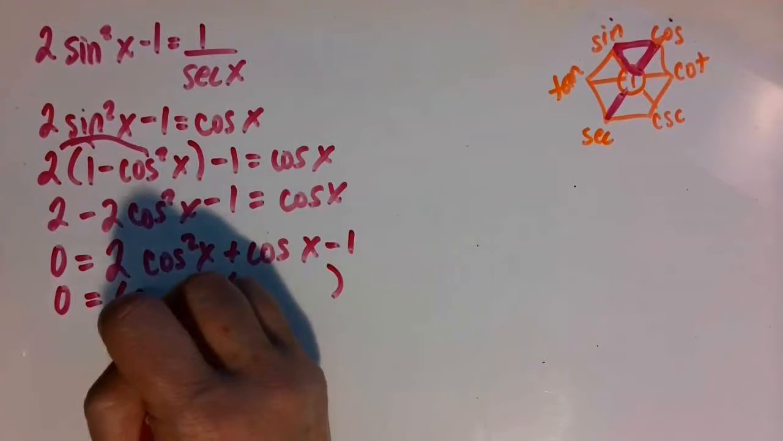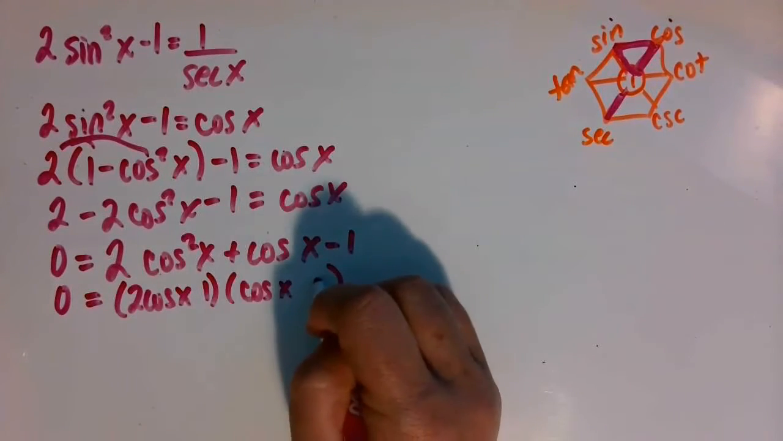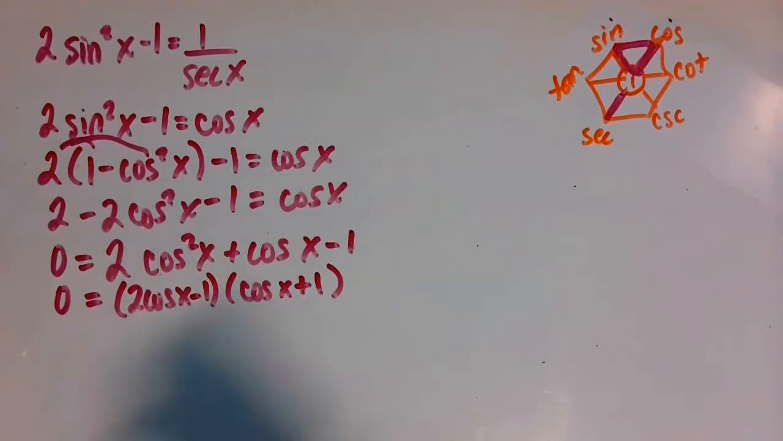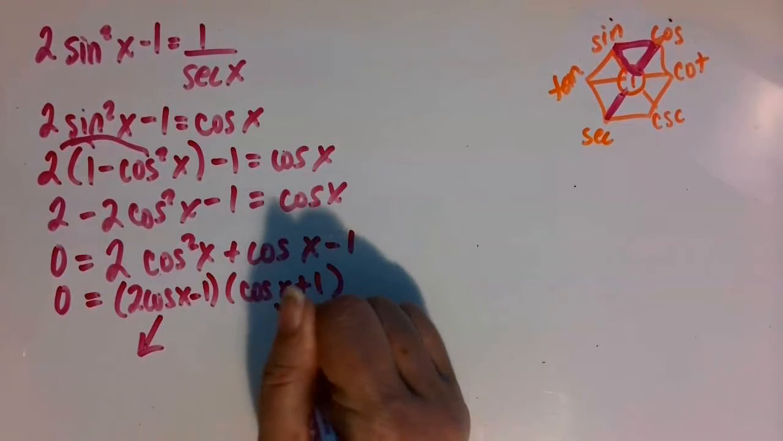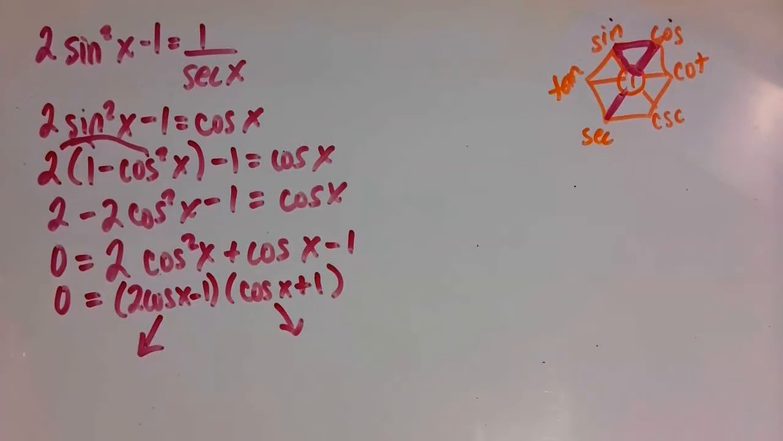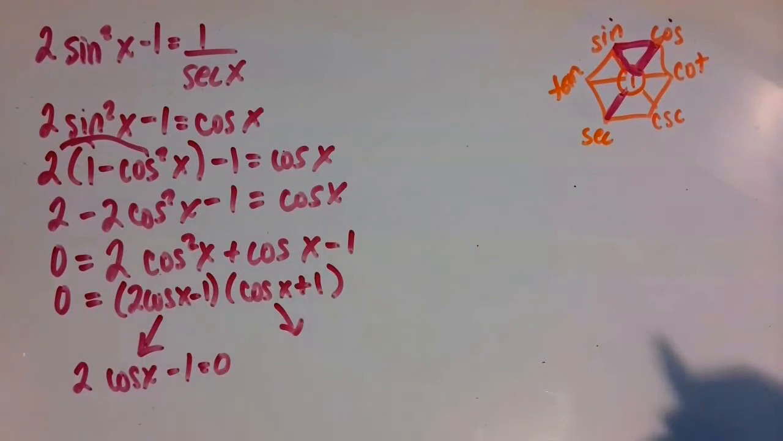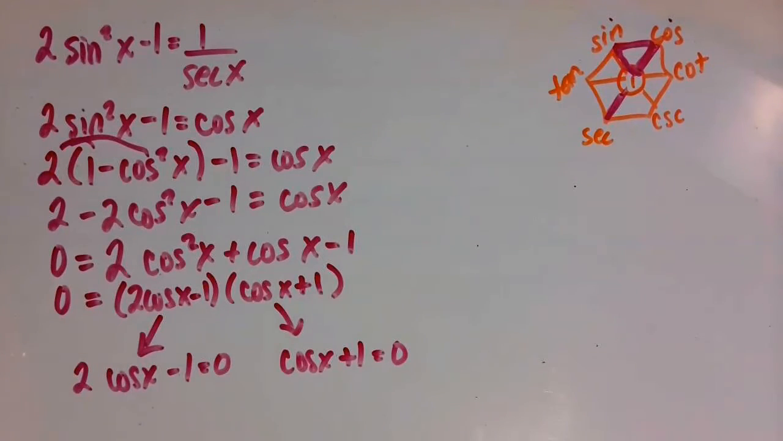Okay, we can factor this quadratic trinomial into a 2 cosine of x with a 1, a cosine of x with a 1. We want the middle to be positive, so we'll put our minus and our plus in like this, and then we can apply the zero product property to set each factor equal to 0 and solve for x. So 2 cosine of x minus 1 equals 0, or cosine of x plus 1 is equal to 0. And those would be the 2 separate equations that we're going to solve from there.